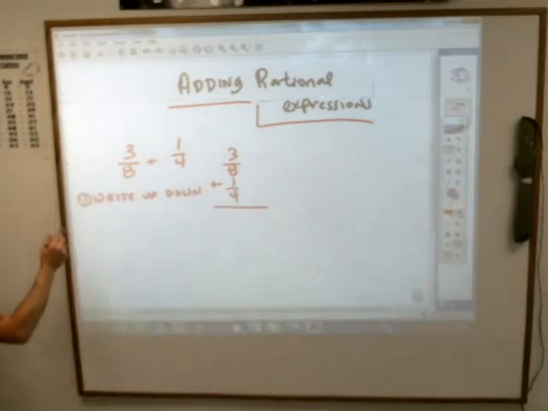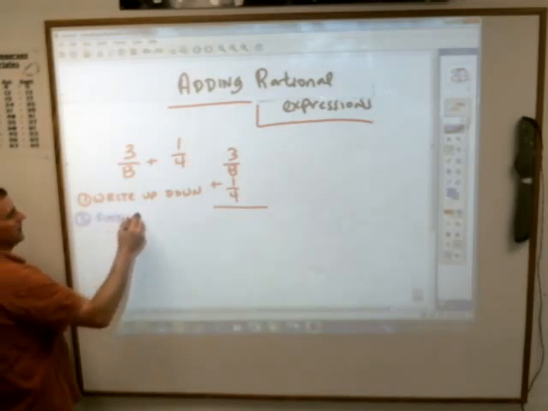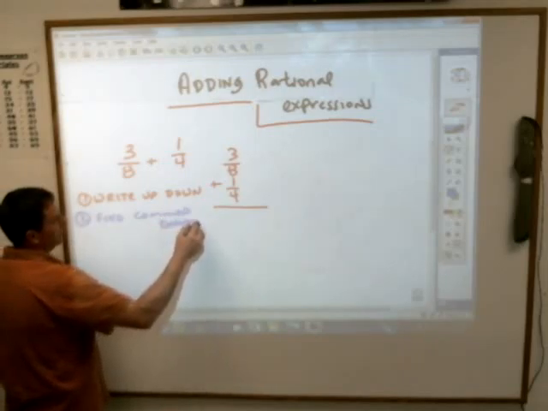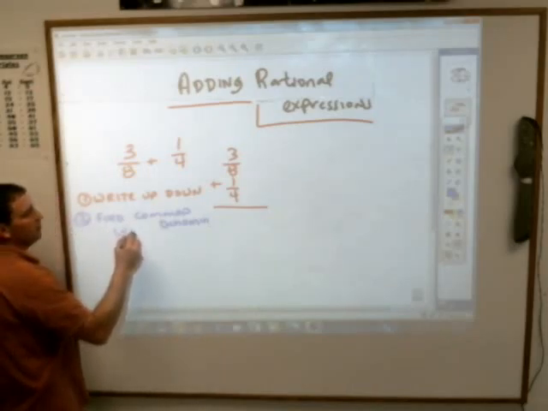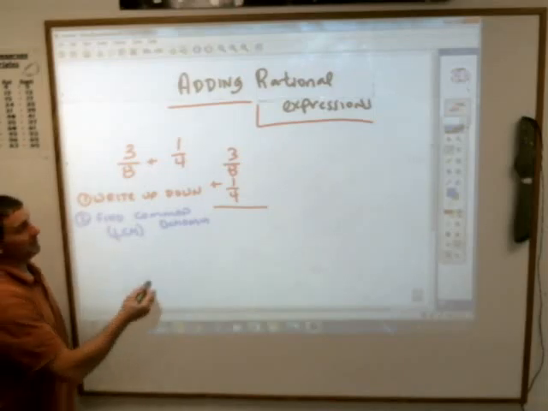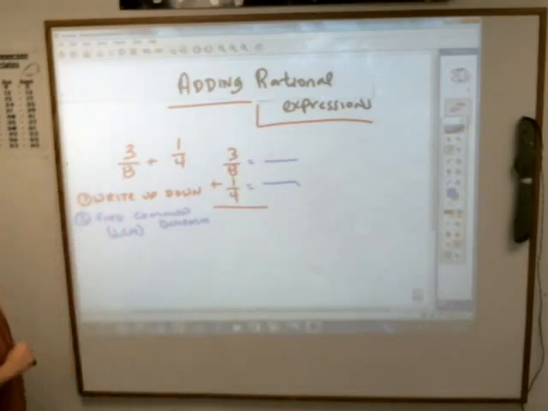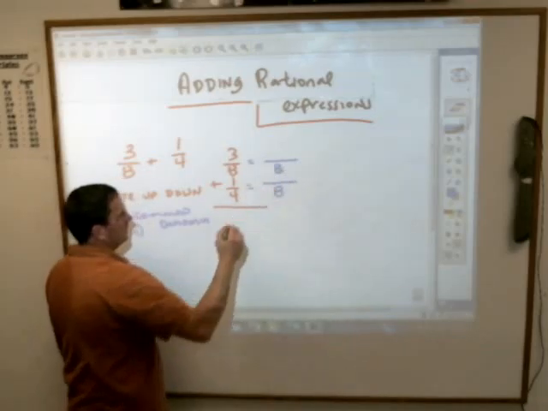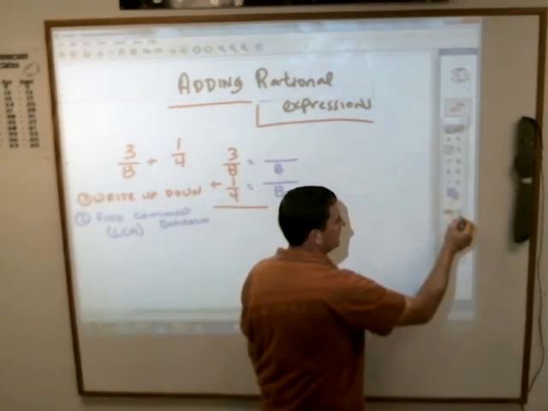Step number 2: find common denominators. Now, in reality, what is a common denominator called? It's the least common multiple of the bottoms. What is the smallest thing that both 8 and 4 go into? 8. See how easy this is going to be, a piece of cake. This part's easy.